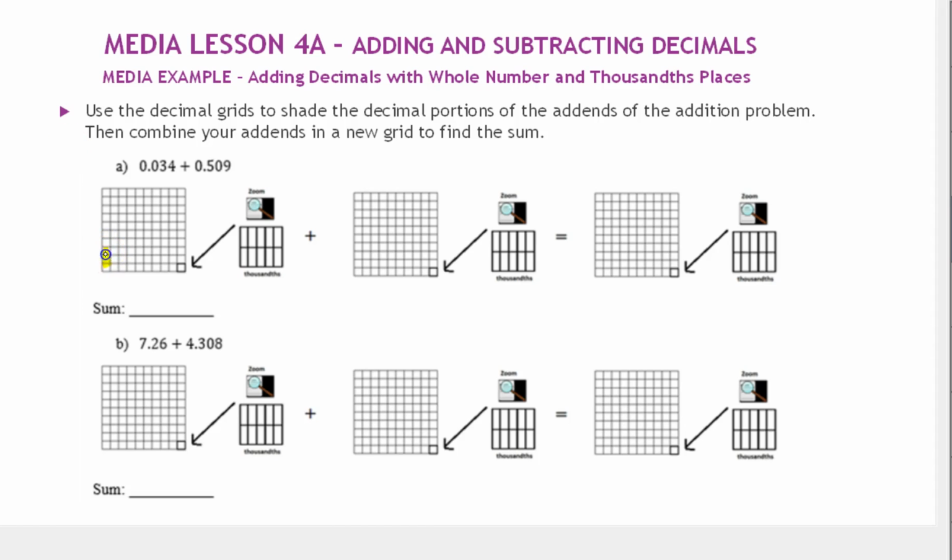So this would be 3 yellows. And we used blue for the thousandths place. So 1, 2, 3, 4 blues. And if we put that in there, that would be a little less than half of a hundredth. Now the next one, we have 5 tenths. So 5 orange strips. We don't have any yellow squares. And then we have 9 thousandths.